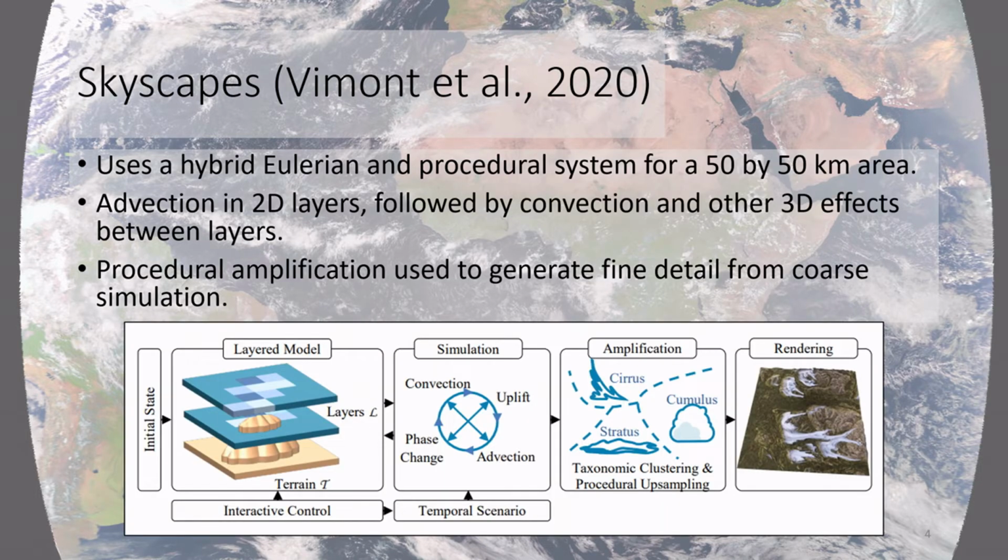We use interactive meso-scale Skyscapes by Vimont et al. as the base for our system. So Skyscapes uses a hybrid Eulerian procedural amplification system on a 50 by 50 kilometer area. Advection is handled in 2D layers, followed by convection and other 3D effects between the layers. This is computationally much cheaper than doing a full volumetric 3D advection scheme. Procedural amplification is used to generate the fine detail from our coarse simulation, and this is stuff like the type of clouds and the appearance of those clouds then.